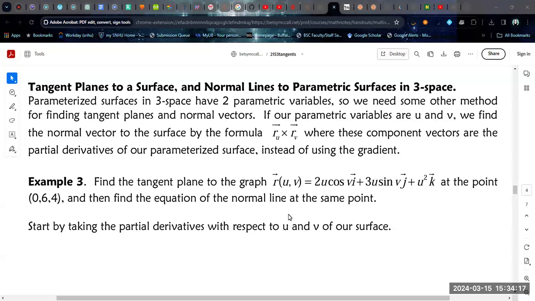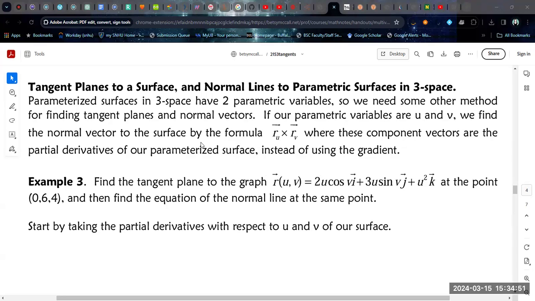All right, so in this video, we're going to be looking at how to find the tangent plane to a surface in a parametric surface form, and then also the normal line to the same surface. So in 3-space, parametrized surfaces have two variables because they're surfaces. And so our parametric variables are u and v typically, although these are arbitrary. We can call them anything we want, but we're going to use u and v.